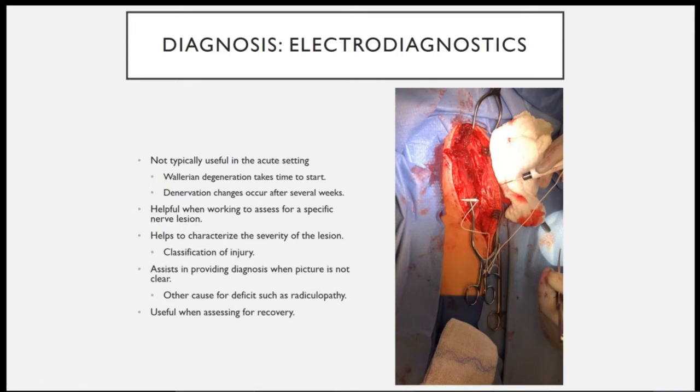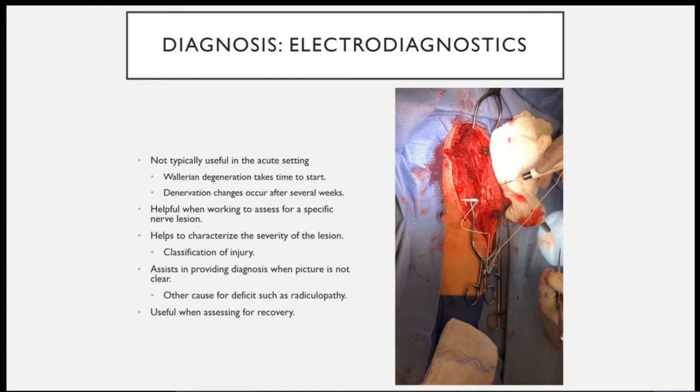And so electrodiagnostics, this is a topic probably for a whole other talk, because it gets quite complicated. But in general, EMGs and nerve conduction studies are not indicated right away. And the reason for this is if you do it too early and you test distal to the site of injury, you may still show conduction through the nerve. If you do it subacute, but before 21 days, then you may not see the positive sharp waves and fibrillations that you need to see to indicate that this is a grade 2 injury or worse. And this explains that Wallerian degeneration takes time to start, and denervation changes occur after several weeks.